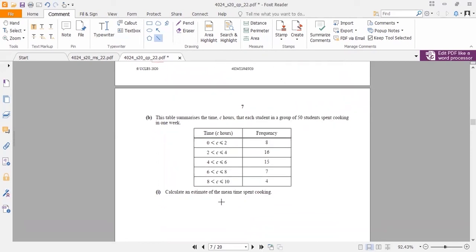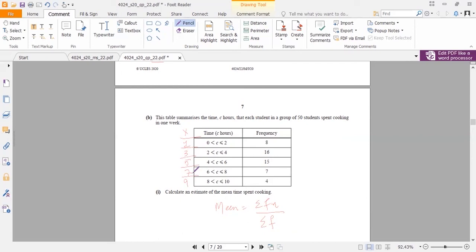Firstly, we need to know the formula to find the mean. That is, mean is equal to sum of fx upon sum of f. But firstly we need to find x. X is the mid value of each class. So 0 plus 2 divided by 2 is 1. Here it will be 3, 5, 7, and here it will be 9.